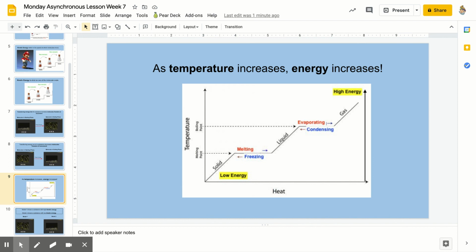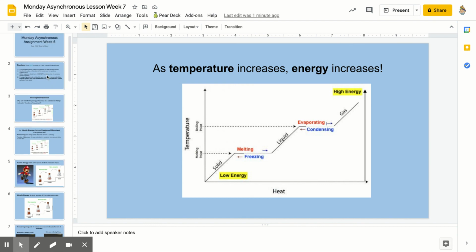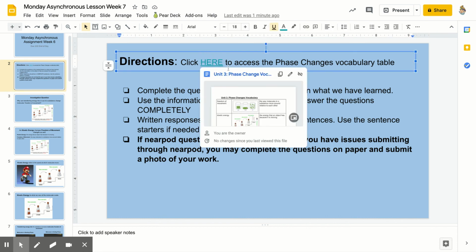I also want to point out that at the beginning of the Nearpod, there is a lovely key vocabulary table. You can click there and it will give you the Unit 3 phase change vocabulary with some images and definitions to help you out.